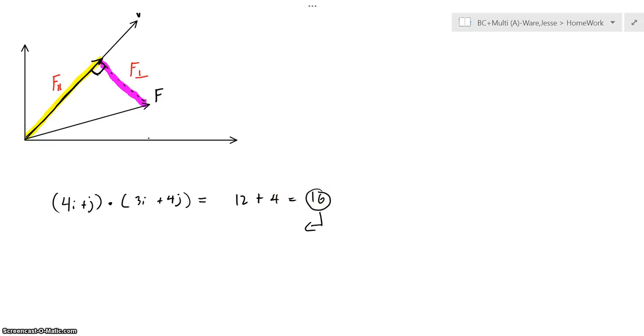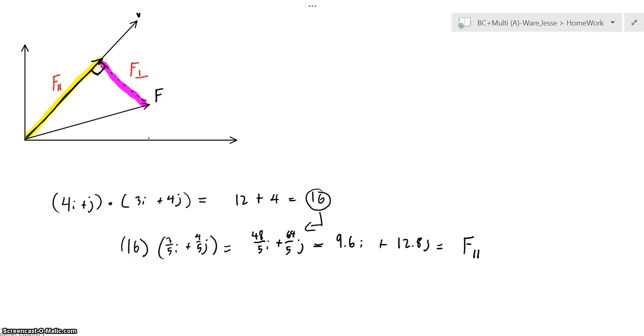From here we can take the scalar 16, which is just a number, and multiply it by the unit vector, which we calculated before. So from here it's a simple multiplication and distribution. So then we end up with, you can see I gave you the fractions and then the decimal approximations if you're so inclined, but either one is equivalent to f parallel. Yay!